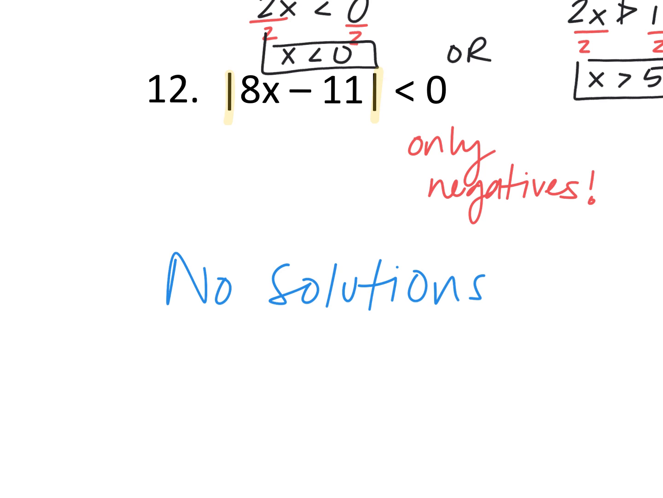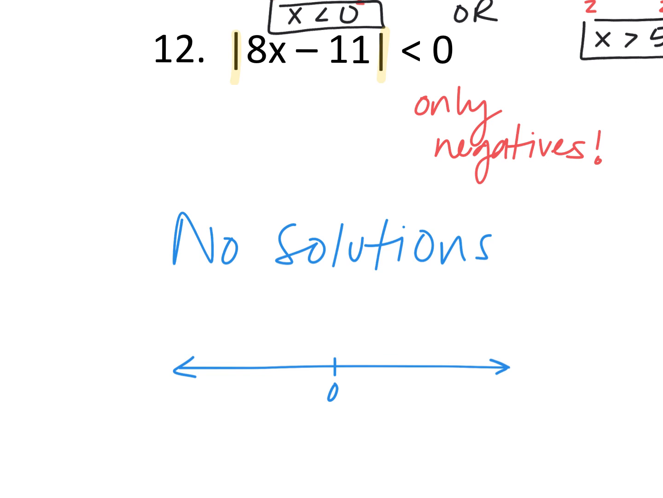Told you it would be fast. And that means that when you go to graph this, because it's an inequality, you would graph exactly nothing. There is nothing on this number line that would make it work because it's not possible to have a distance from 0 of a negative number.